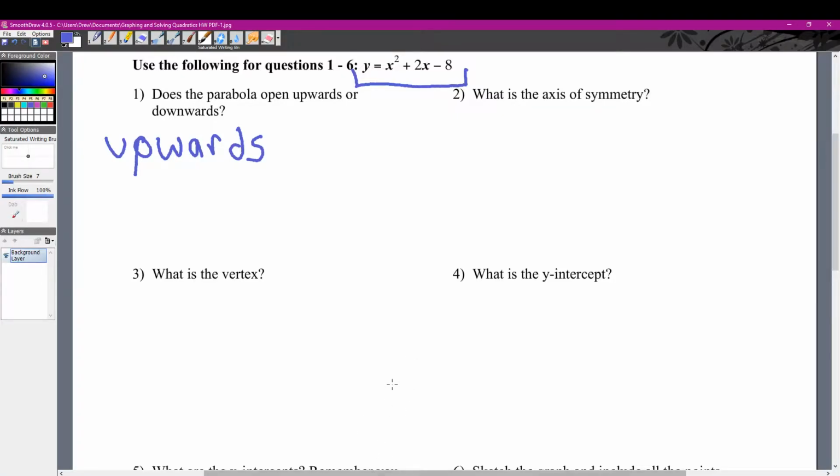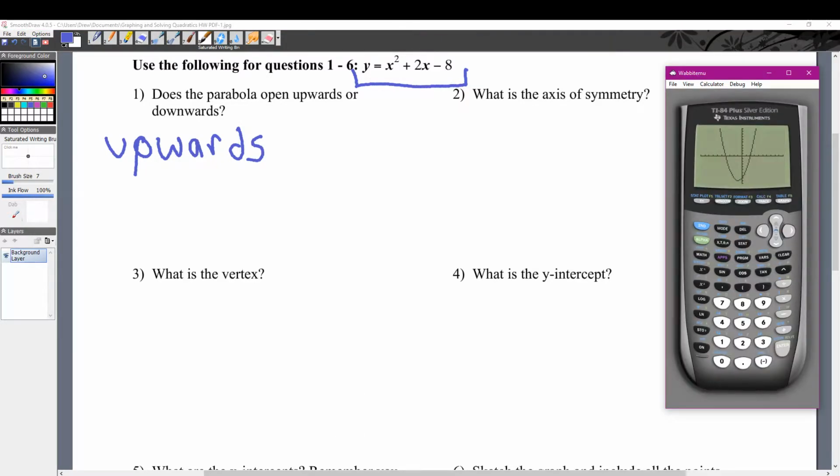Okay, now let's move on to question 2, 3, and 4. Number 2 says, what is the axis of symmetry? Well, I know that the axis of symmetry is that line that cuts the graph in half. Just by looking at it, I know that the halfway point is going to be this point right where my cursor is at. That is the vertex. In fact, the axis of symmetry is just the x-coordinate of the vertex.